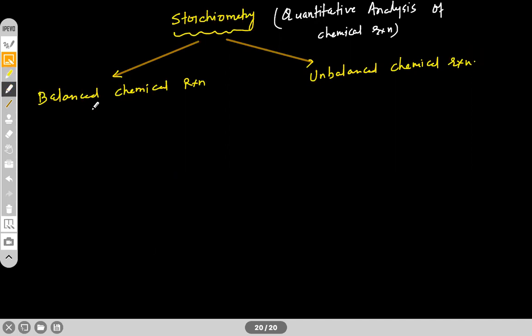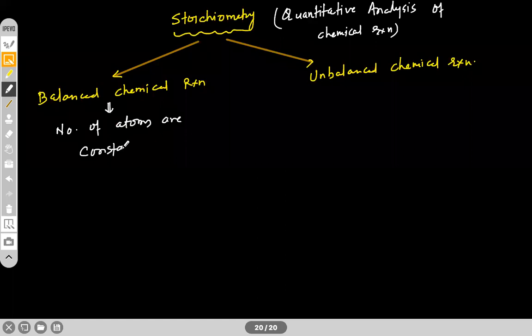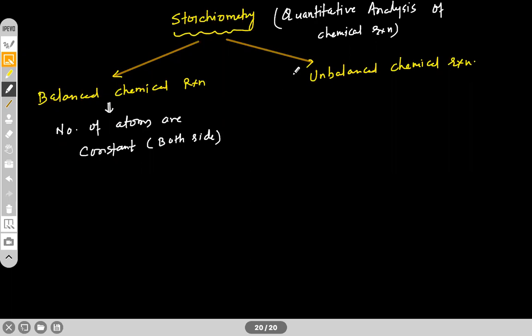In a balanced chemical reaction, what happens? Number of atoms are constant on both sides, conserved, we can say. Number of atoms are constant, both sides of the reaction. Right? Both sides. It means the number of atoms on the reactant side is equal to the number of atoms on the product side. Similarly here, number of atoms are not constant. It is not balanced. Okay.